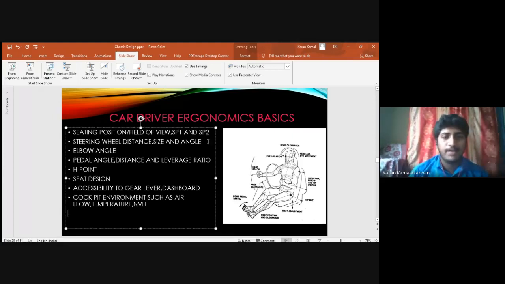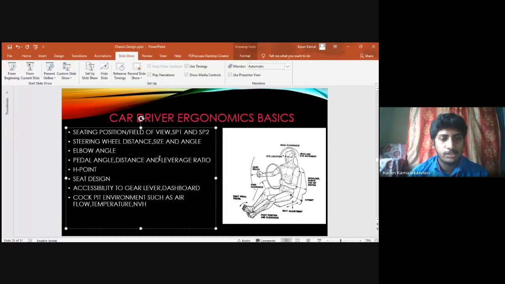Next is the steering wheel distance, size and angle. We must think of the clearance between the thigh and the steering wheel, and how much the distance is. Next is the elbow angle. The elbow should not be flexed too much, so as not to create strain during a long run. Next is the pedal angle, which is the accelerator or heel point, where we must place the heel point. Next is the distance, how far the foot pedal will travel, how far you will be actuating the pedal.